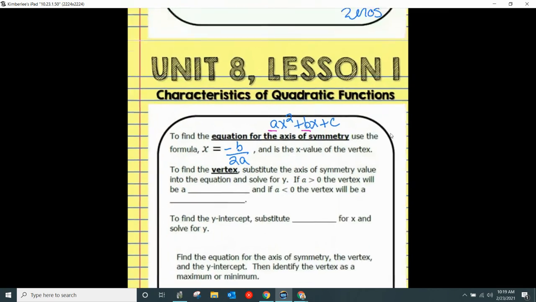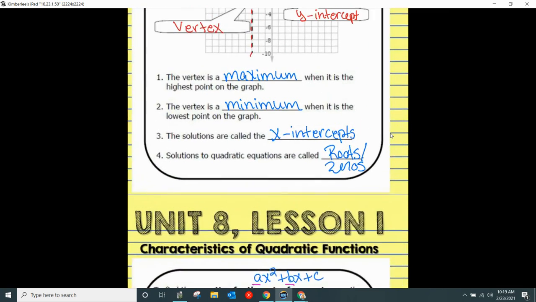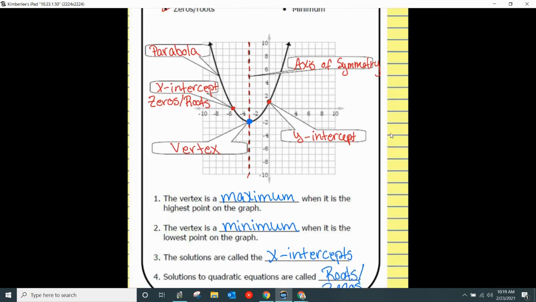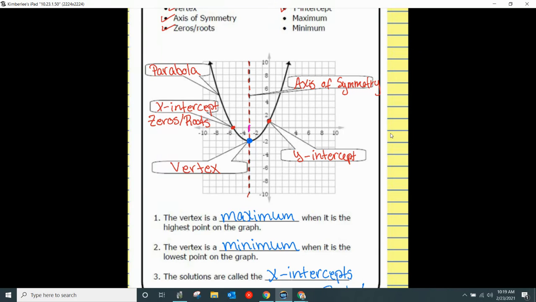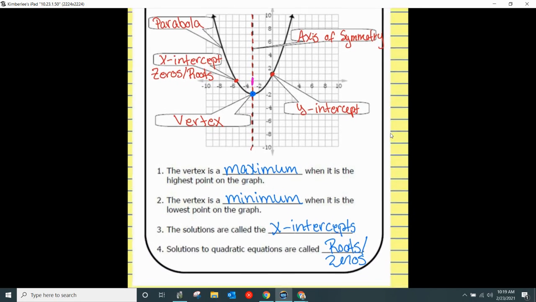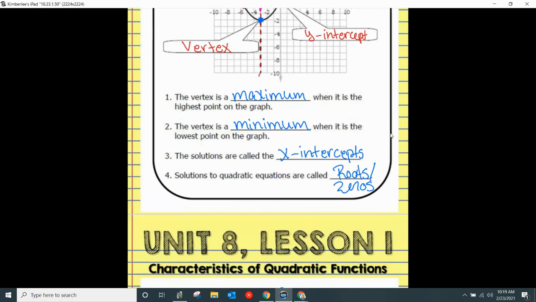Because if you notice here, it's always cutting it straight through. What's it going through? Right here. It's going through the x-axis. So the axis of symmetry is always the x value of the vertex.